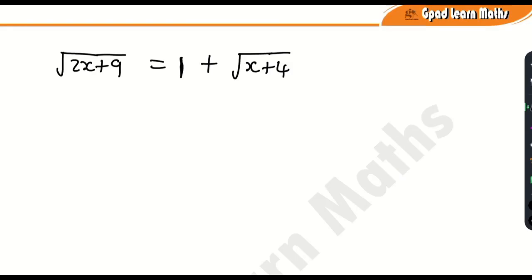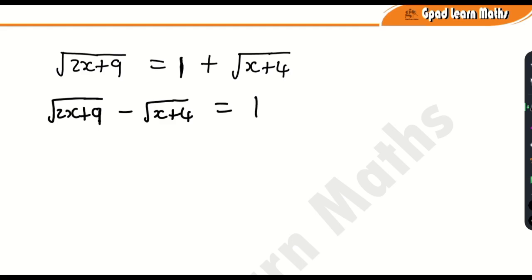Hello there. In this video, we're going to find the value of x in this surd equation. So the first thing I'll do is to move this term to the left-hand side. I'll just transpose root x plus 4 to the left-hand side. So I have the square root of 2x plus 9 minus the square root of x plus 4, all is equal to 1.